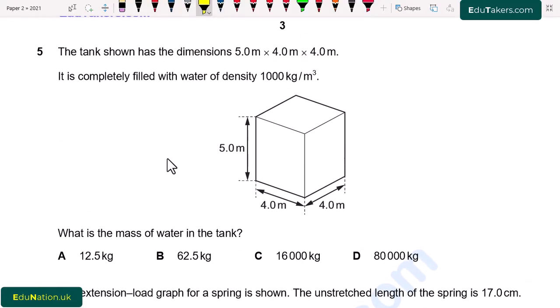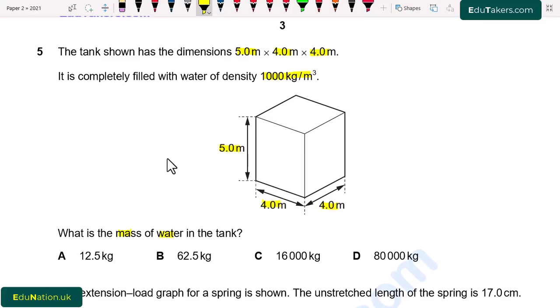Question number 5. The tank shown has the dimensions 5.0 meter by 4.0 meter by 4.0 meter. It is completely filled with water of density 1000 kg per meter cube. So here is a tank and its dimensions are 5.0, 4.0 and 4.0 meter. What is the mass of the water in the tank? So here we have to find out the mass of the water in the tank.